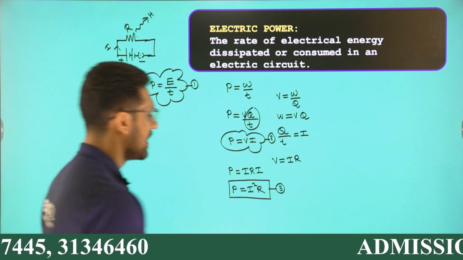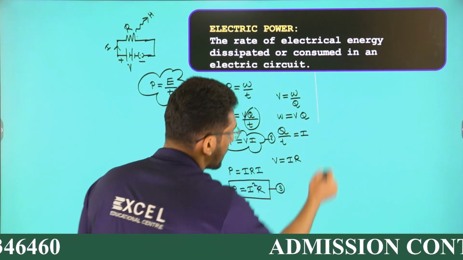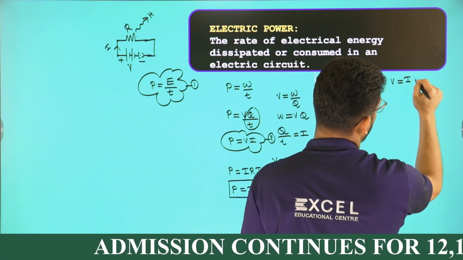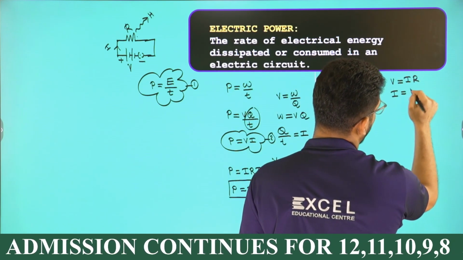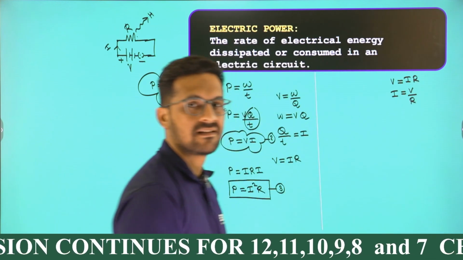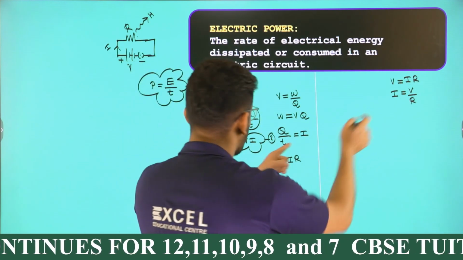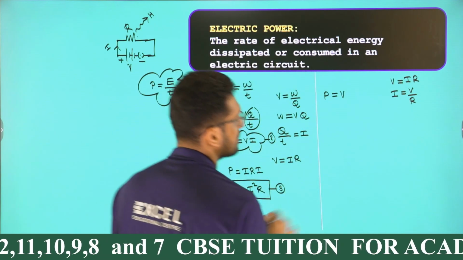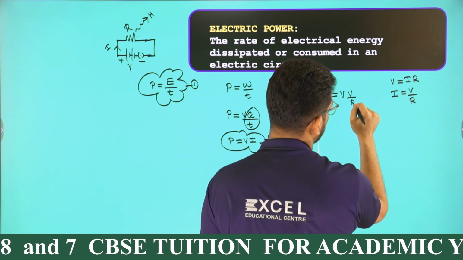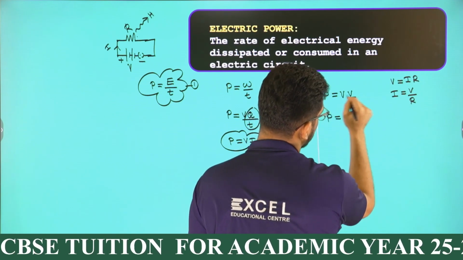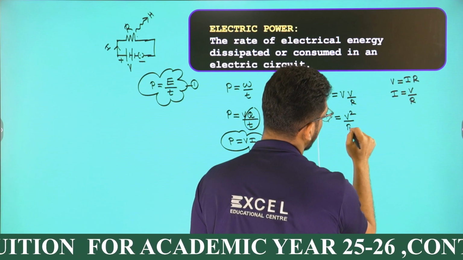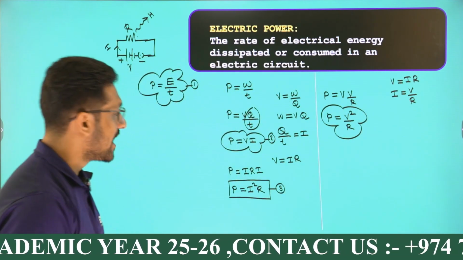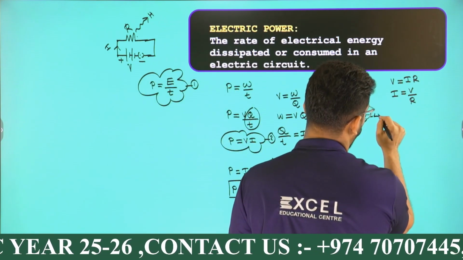Now, according to Ohm's law, I can write another equation for current. Voltage is equal to current into resistance, then current is equal to voltage divided by resistance. Give that equation here. P is equal to voltage into current. Current is now V by R. So power can also be written as V into V, V square divided by R. That will be the fourth equation for power.